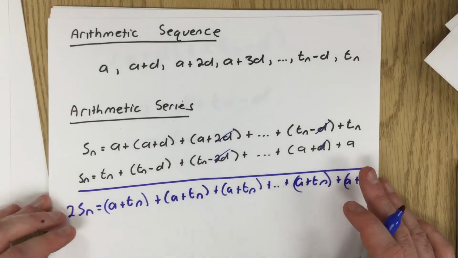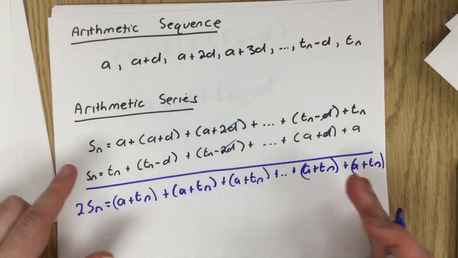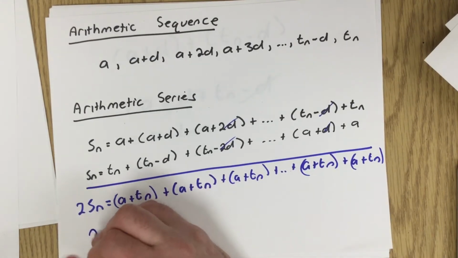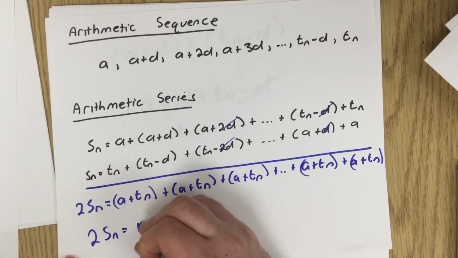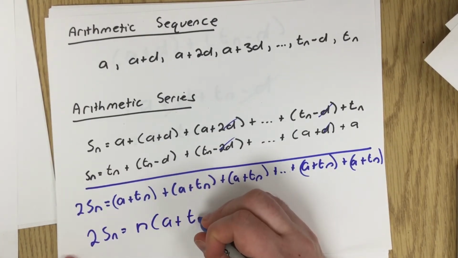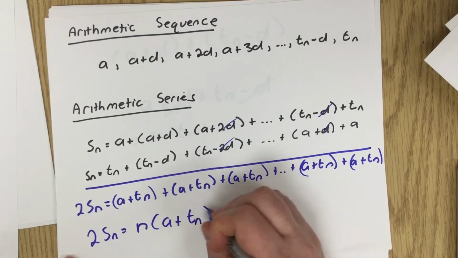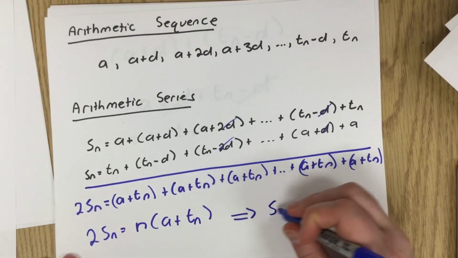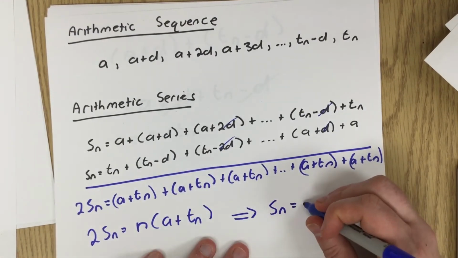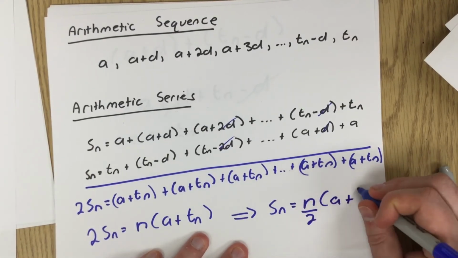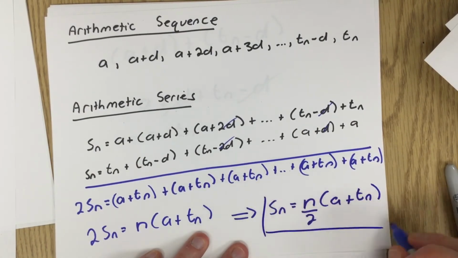How many times are we adding a plus Tn? There are n terms, so we're adding it n times. So 2Sn is n times (a plus Tn), or we could divide by 2. So the sum of the first n numbers is n over 2 times (a plus Tn). And that's our first formula.